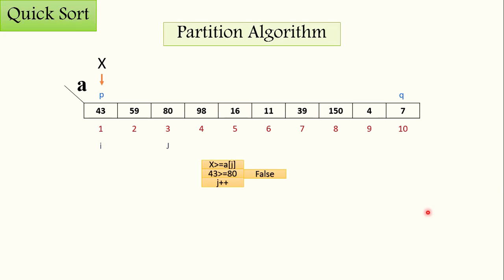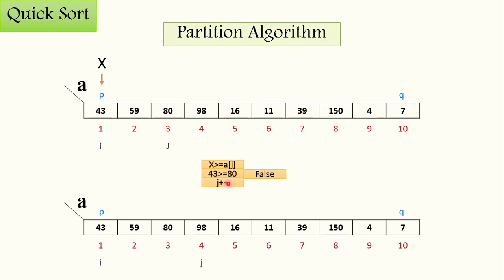This is your logic. X is 43 and J is 3, which means A3 is equal to 80. Is 43 greater than or equal to 80 false or true? It is false, so no need to take any action. J will be incremented by 1, and J will become 4.